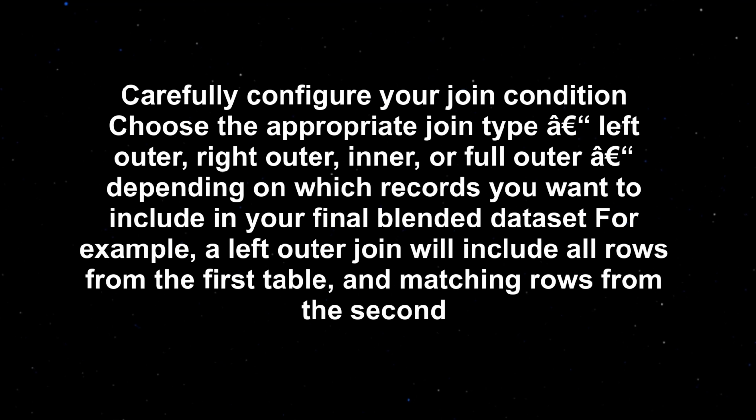Carefully configure your join condition. Choose the appropriate join type: left outer, right outer, inner, or full outer, depending on which records you want to include in your final blended dataset. For example, a left outer join will include all rows from the first table and matching rows from the second.